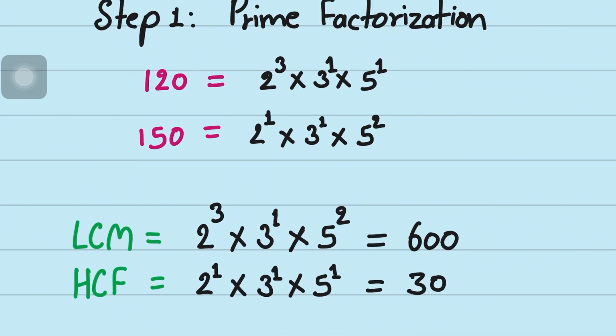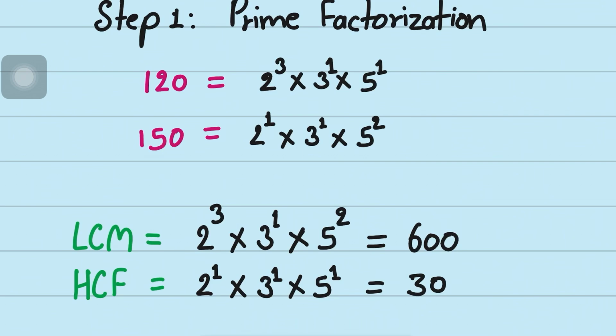Now, what happens to the HCF? How do we get the HCF? HCF says we only take those numbers that are common in both. For LCM, we took all these numbers, but only their highest power. In HCF, no. Imagine if there is 7 here as well, but 7 does not exist in the other number, then we cannot take that one.